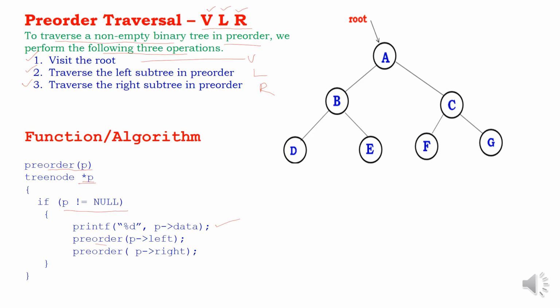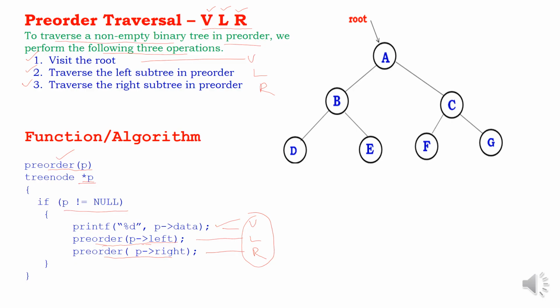Again, perform preorder P left. We are calling the same function again. Preorder left side, so the left side node or left side tree has to be displayed in preorder. Then preorder P right, so the right side of the root has to be traversed in preorder. We perform three things: visit the root node, traverse the left subtree, traverse the right subtree.